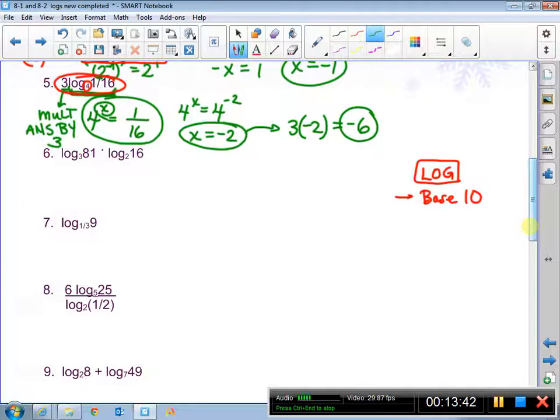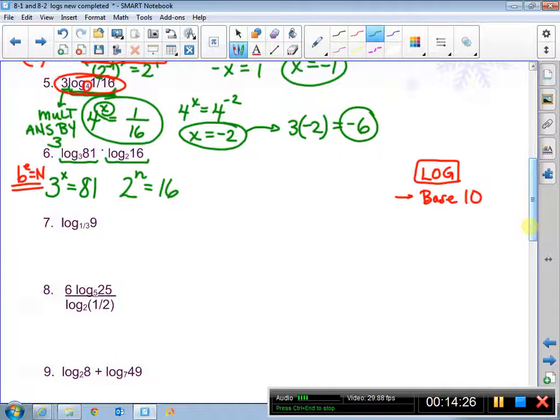Let's keep going. Got some good questions here. We've got a log times another log. So we need to evaluate these separately. 3 to what power gives you 81 will be the answer to the first part. And 2, I'm going to use a different variable, to what power gives you 16. So remember, I'm just rewriting my logs in exponent form so that I can figure out the part that's missing.